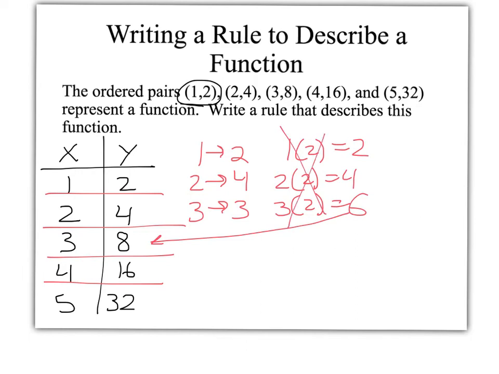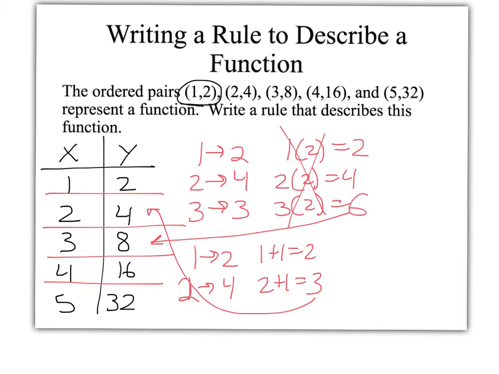Alright, you could try adding 1. So from 1 to 2, you took 1 plus 1, and you got 2. Does that work when you go from 2 to 4? So if you take 2 and you add 1, you're only at 3, but you're supposed to be at 4. So adding 1 doesn't work.